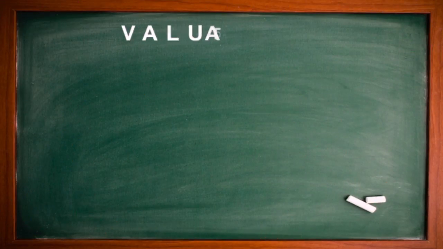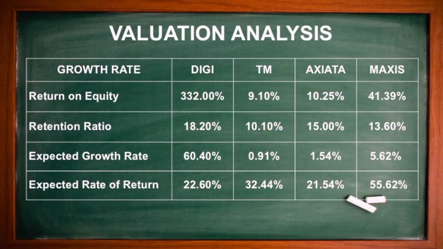Valuation analysis. Digi recorded the highest return on equity, retention ratio, and expected growth rate. However, the expected rate of return for Digi is only 22.6%, which is quite low compared to the expected rate of return for Telekom and Maxis. Telekom's expected growth rate is the lowest at 0.91%, but the expected rate of return is moderate compared to other companies at 32.44%.